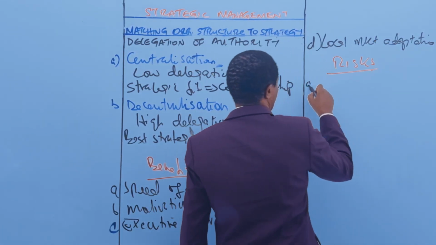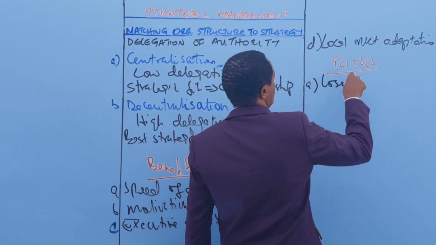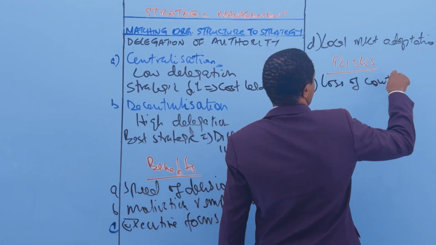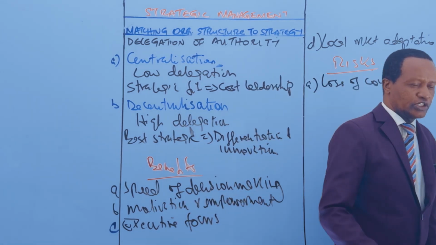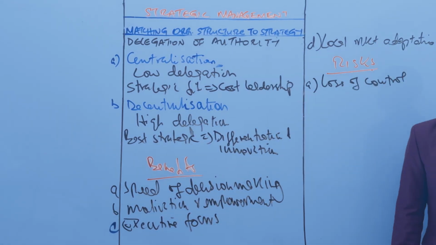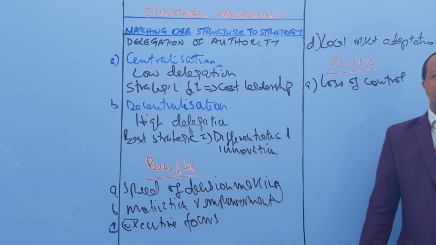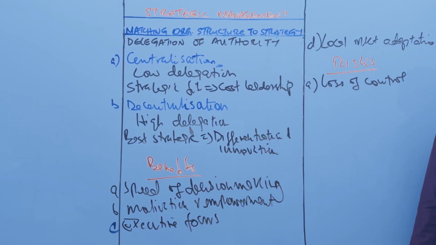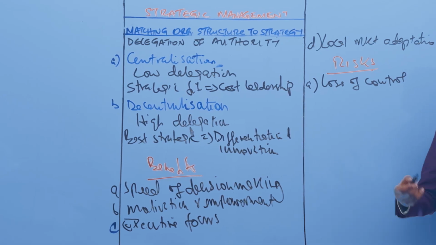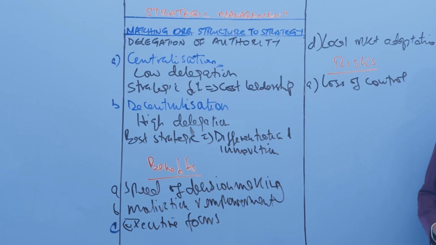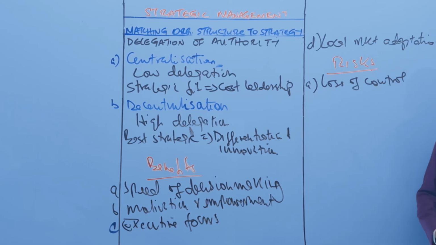And specifically, we have loss of control. That's the first risk of delegation of authority. Loss of control, or what we call the agency problem. Managers may prioritize the success of their own departments over the success of the whole company, for example, hiding losses or inflating budgets and so on.